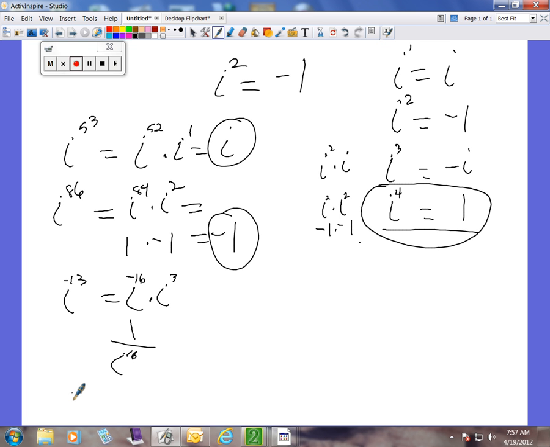It makes it positive. Now, isn't this still 1 here? And 1 over 1 is still 1. So your negative exponents are still going to equal 1 if they are a multiple of 4. So now we have this equals 1 times i to the third. And what do we know that i to the third equals? Negative i. So this answer is negative i.